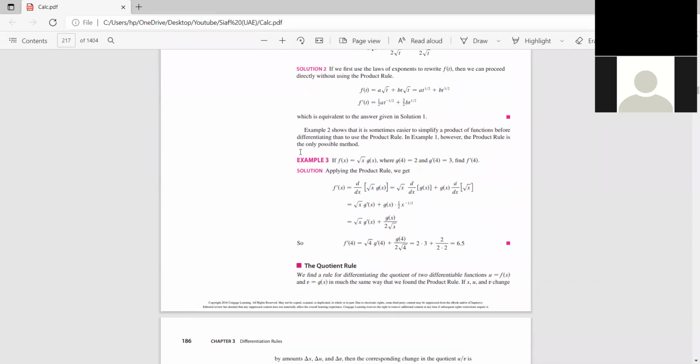Example number 3 is just important. Example number 3 is the function that is given to us. F of x is equal to square root x g of x, where we are given g of 4 and g dash of 4, and we have to find out f dash of 4. Let's do it.